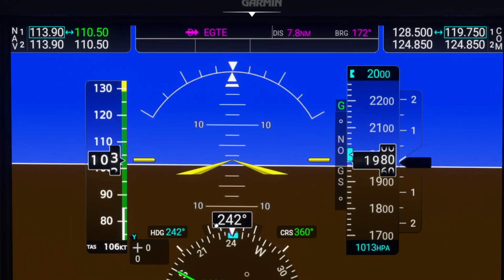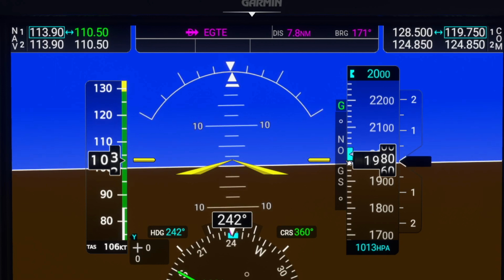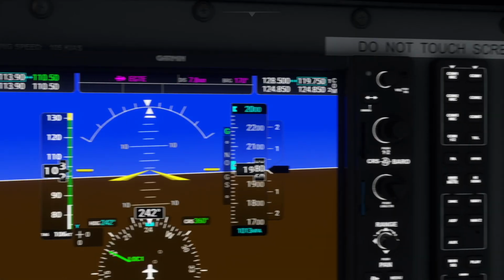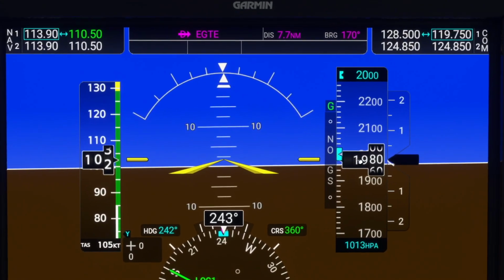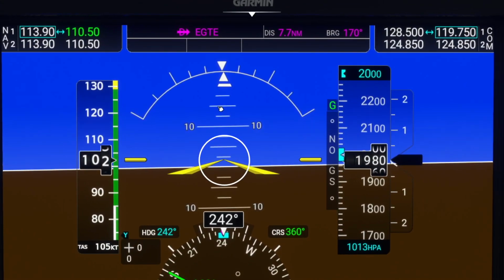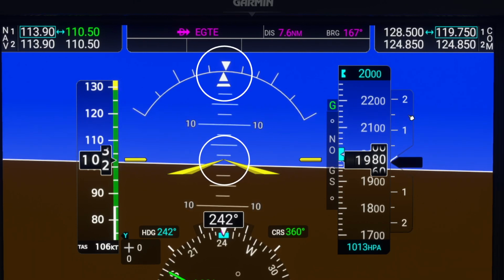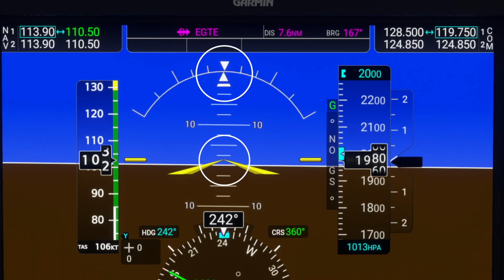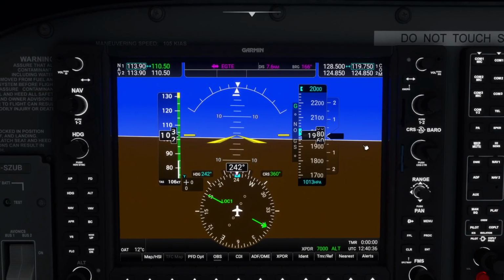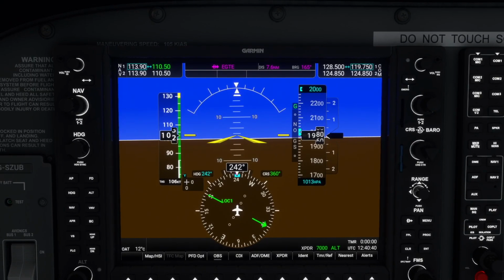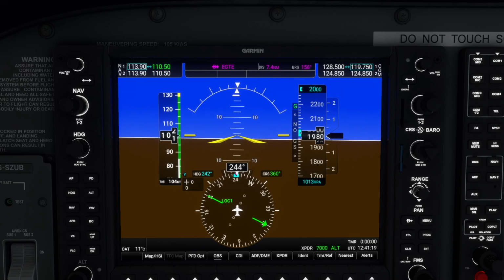I want to maintain this heading of 242 and I want to maintain 2,000 feet. If I set 2,300 RPM and I keep the nose attitude just here and these 2 arrows pointing at each other, I will maintain 2,000 feet and the 242 heading. To confirm that, I check the altitude and the heading indicator. So rule 1, stare at the attitude indicator. Easiest way to get it done.